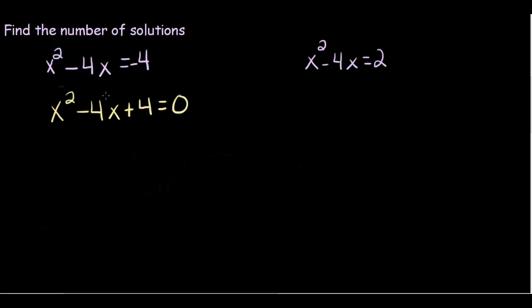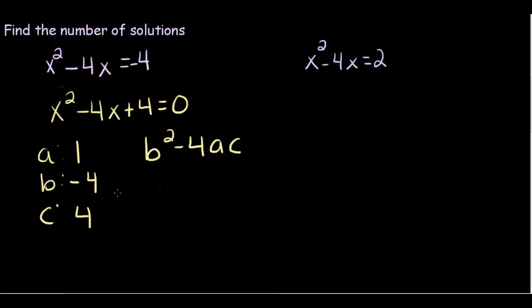And we're going to do the same thing we were doing before. We're going to identify the quadratic coefficient, the linear coefficient, and the constant. So the quadratic coefficient a is 1, the linear coefficient b is -4, and then the constant is 4. So we're going to use the discriminant, which is b squared minus 4ac.